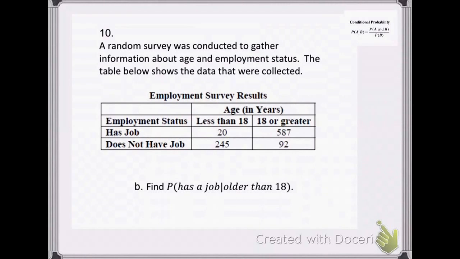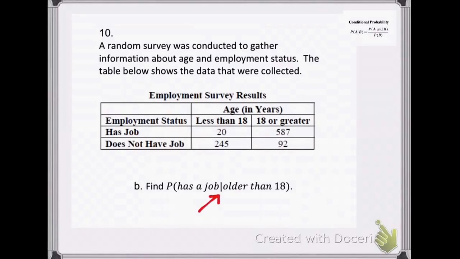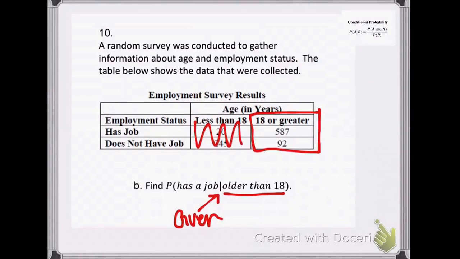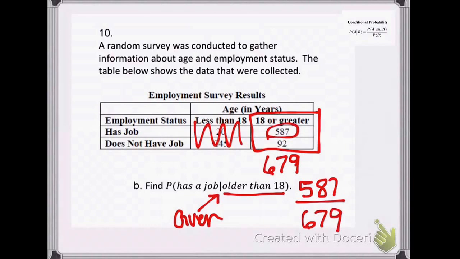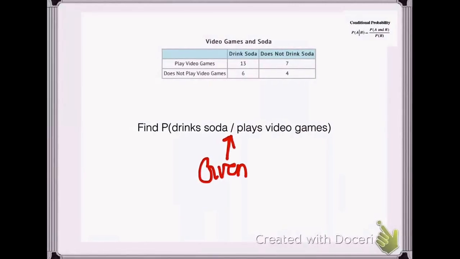Same question. Find the probability that a person has a job / older than 18. Remember, the slash means given. That's conditional. I'm given that they're older than 18, so that's the only numbers I want to look at. The other numbers go away. If I add 587 plus 92, that gives me 679. So the intersection has a job, 587, over the total of the given, 679. You work this one. Find the probability of drink soda / which means given, plays video games.